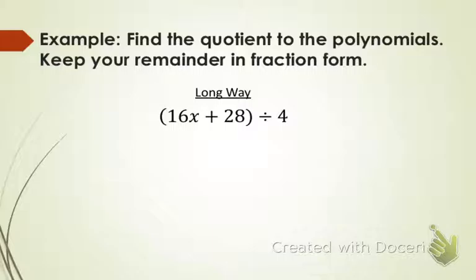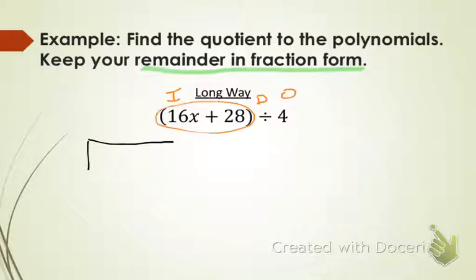It says find the quotient, so divide the polynomials. Keep your remainder in fraction form. That is very important. So the first thing I'm going to do, the long way, means I'm going to need to use this. So how do you set this up? I DO. I stands for inside, so all of that goes inside. D stands for divide, the division symbol. O stands for outside, the number that goes outside. So I DO.